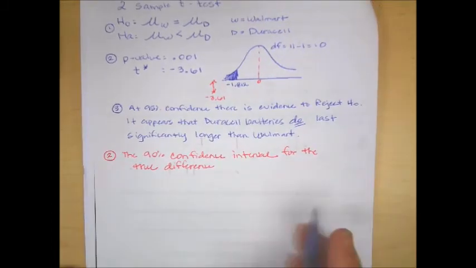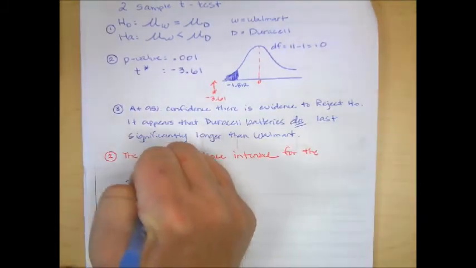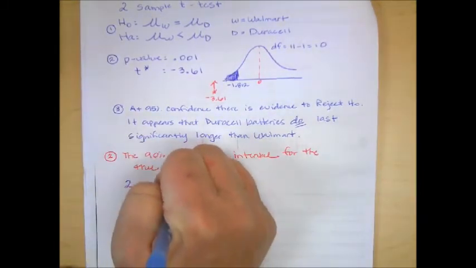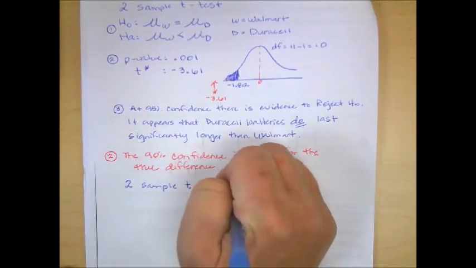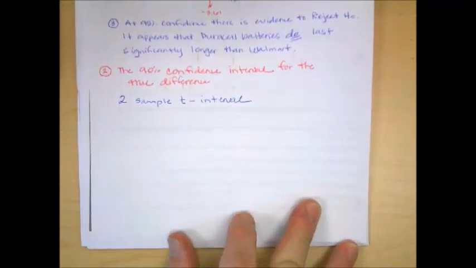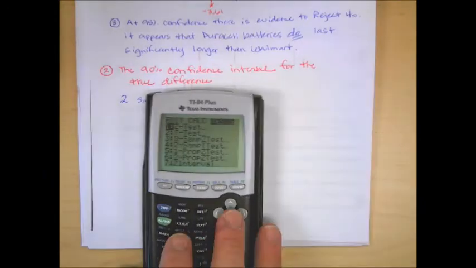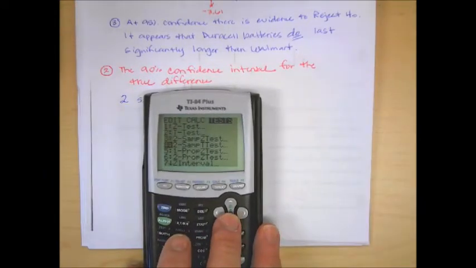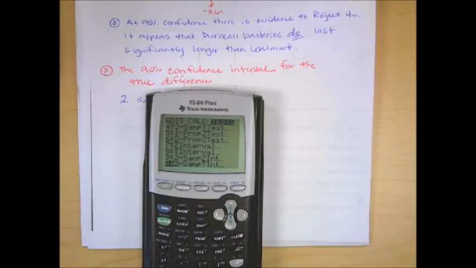Well, the interval we'd be doing is a 2-sample T interval. You're going to find that in your calculator, obviously. Stat, test, 2-sample T int. There it is right there. Option 0 for me.